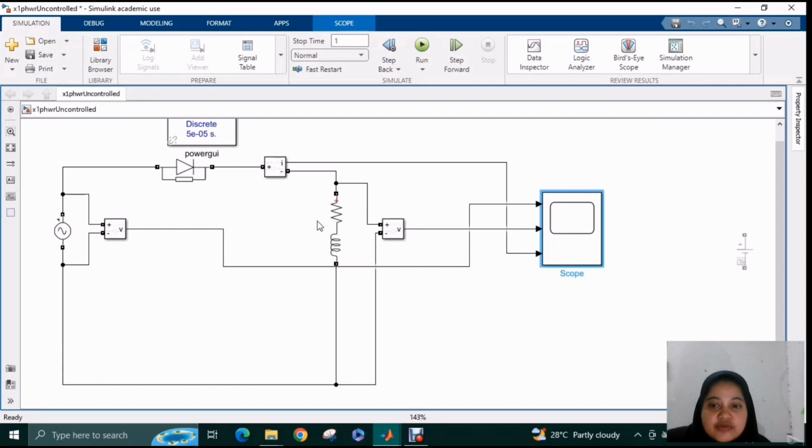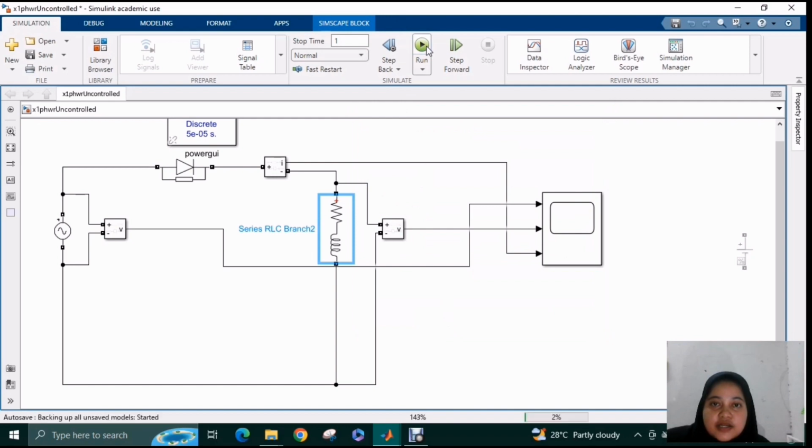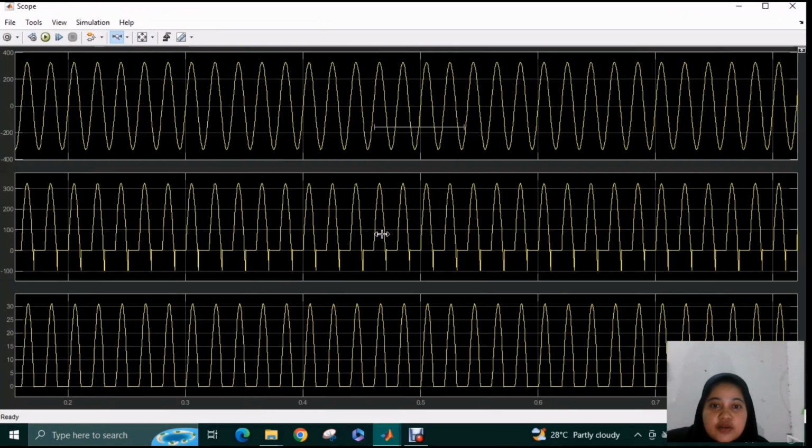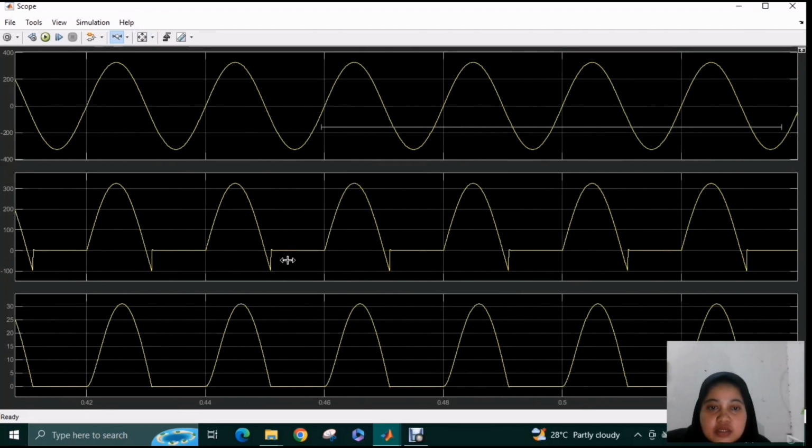I will just increase the value of the inductor. So here we put 10. Okay, and then let's run it again. So here we can see it clearly, it is operating in the negative region also.